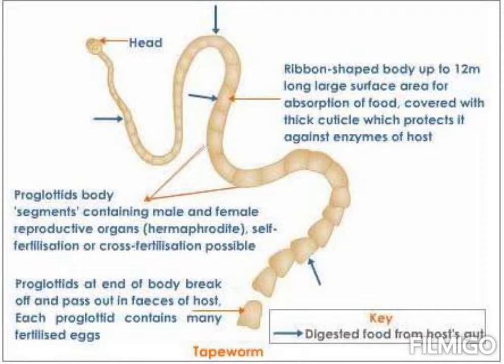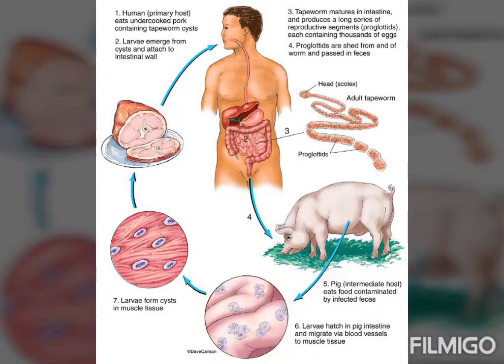Now you have the structure of the tapeworm: the body is divided into scolex, neck and three types of proglottids, immature, mature and gravid. Then you should know the meaning of gravid. Gravid means an organism which is carrying eggs or young ones.